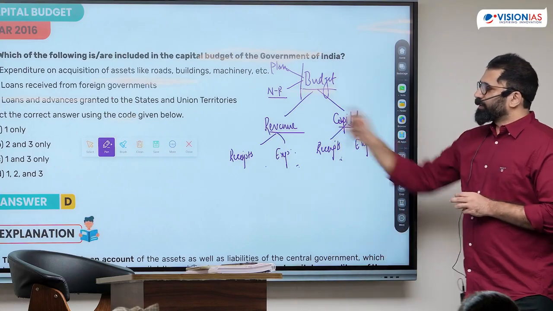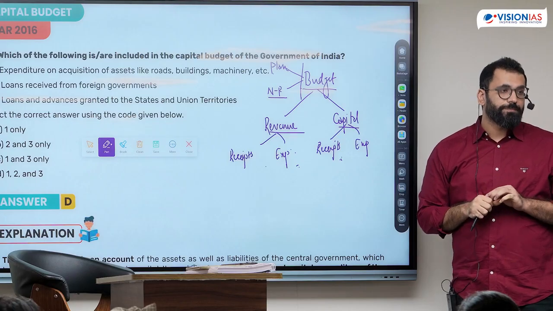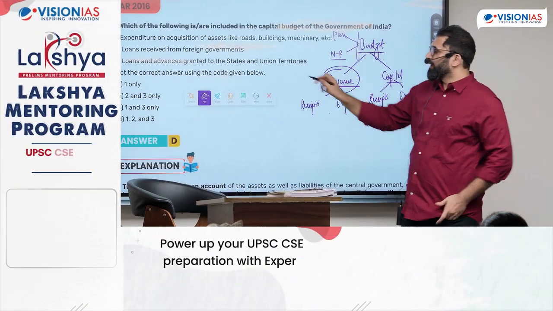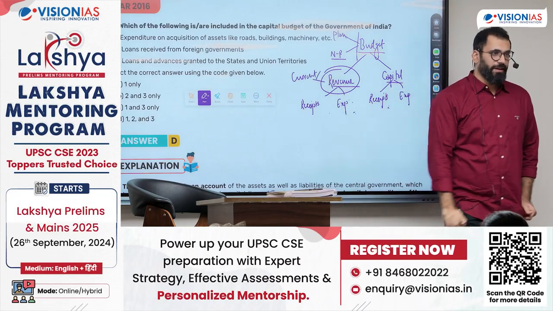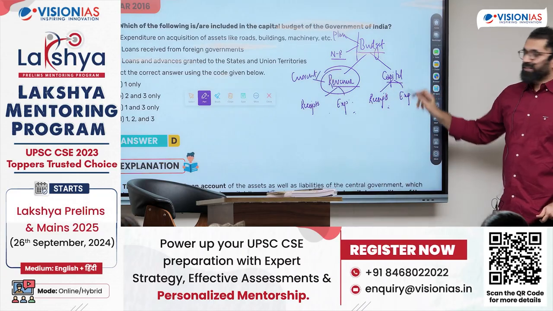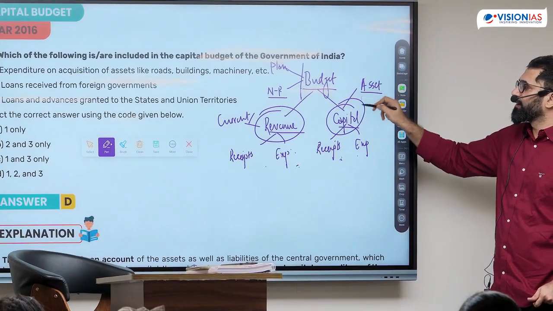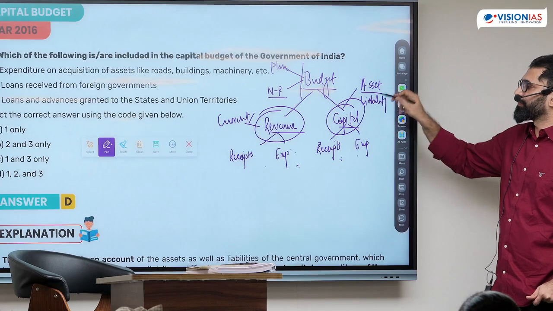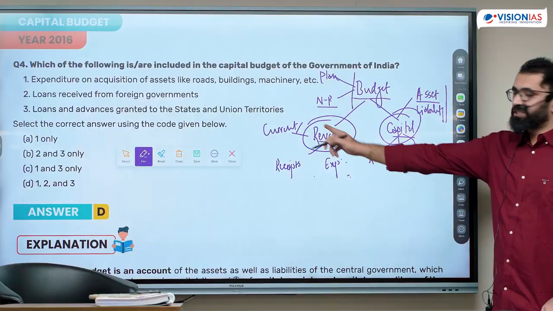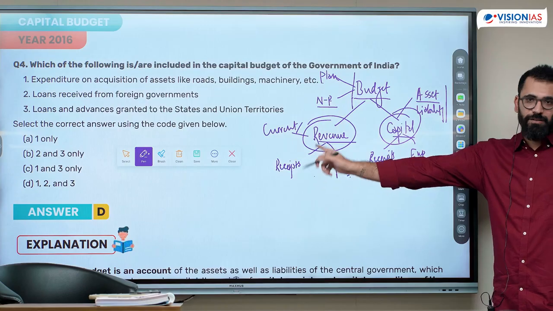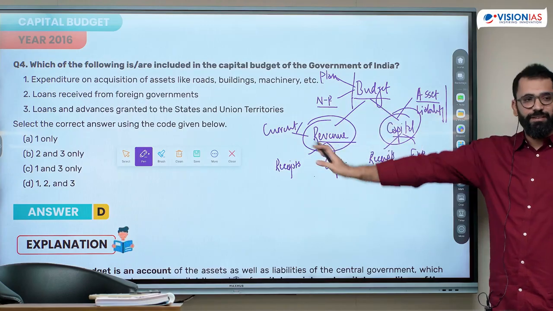What is the difference between revenue and capital? Then only we can solve this. This is my current receipt and current expenditure, that means day-to-day activities. Capital receipts or expenditure is something which will impact my wealth, that is my asset and liability. Anything that impacts my asset or liability structure is capital budget. Anything which impacts my current revenue or current expenditure is my revenue budget. In fact, something which does not impact asset liability is revenue.